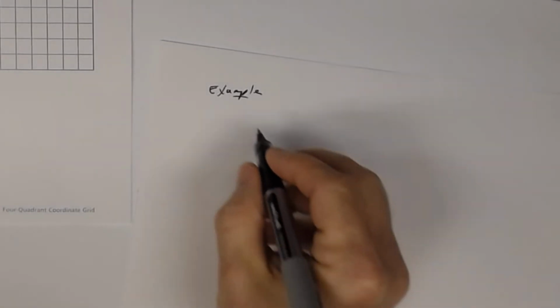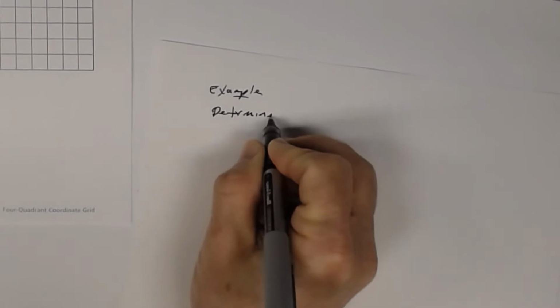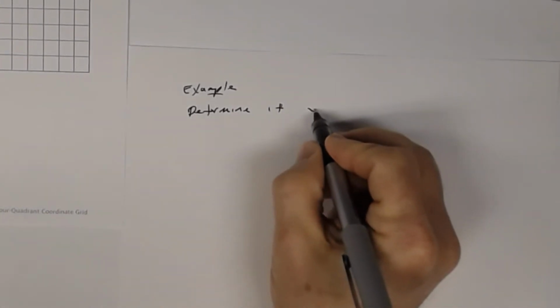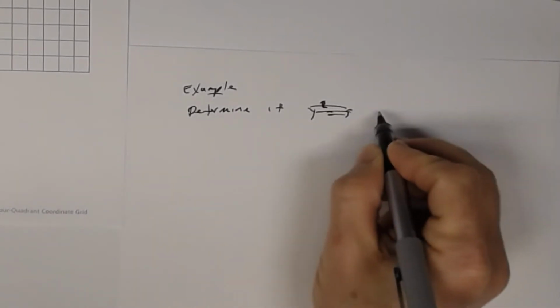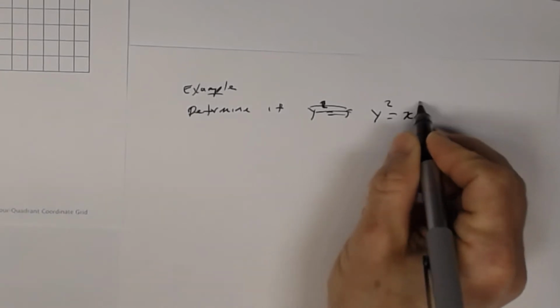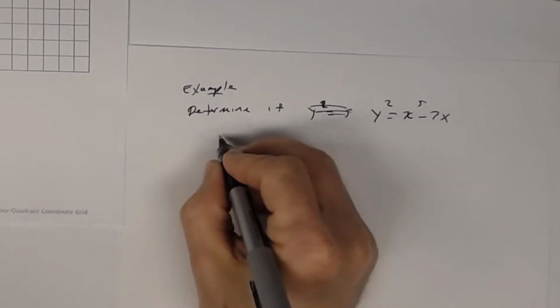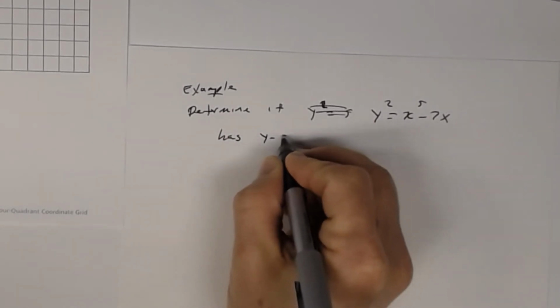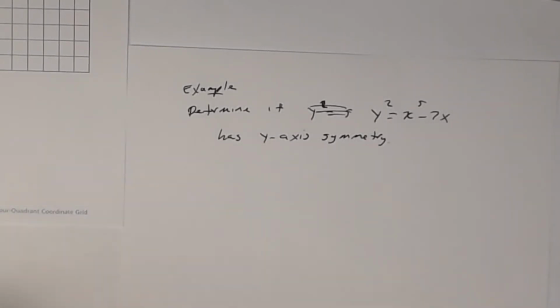All right, so let's see. Let's try this one. Example: determine if y squared, which equals x to the fifth minus 7x, has y-axis symmetry. Let me redo this. Y squared equals x to the fifth minus 7x. Determine if the graph of this relation has y-axis symmetry.